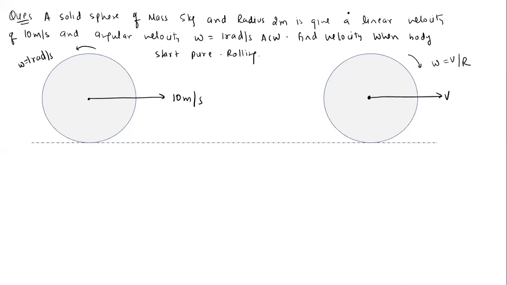So in this I have given initial omega also. In the previous discussion, I had not given the omega, but here I have given the omega also. Then you have to find the velocity when it starts pure rolling. So please solve this problem.